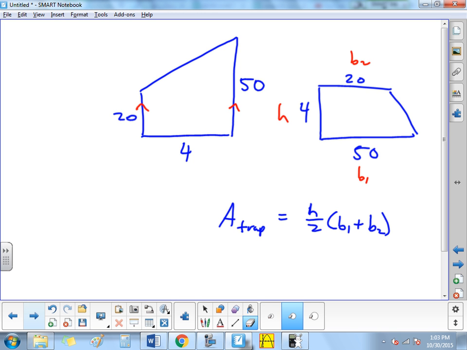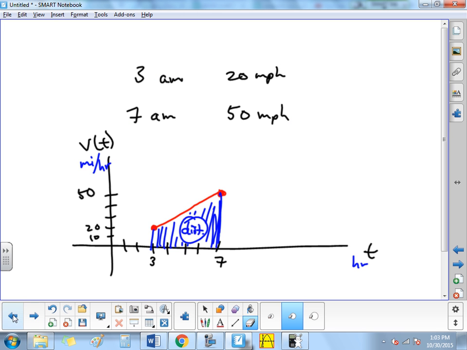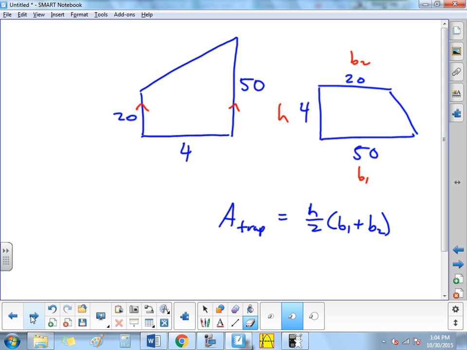Now, in the original problem, remember, the trapezoid is sort of tilted on its side. So the height is resting on the x-axis. The two bases are actually vertical. But that shouldn't matter too much. When we say base 1 and base 2, we mean the two parallel sides. Okay, so just make sure you identify them properly.